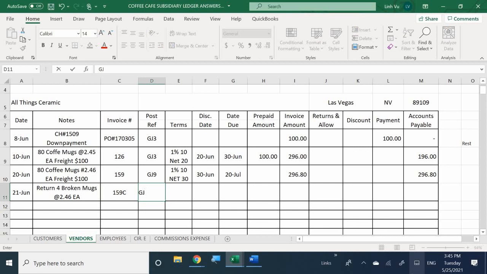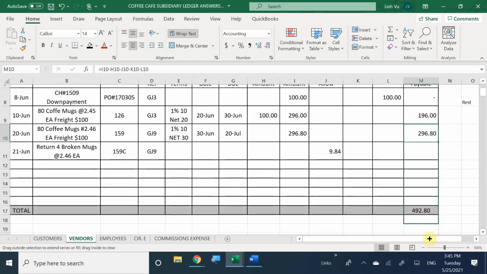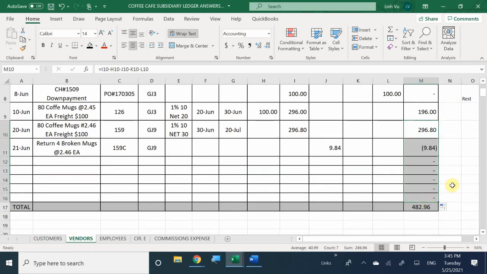Are we still in General Journal 9? Yes. All right, here we have it. And where do we put this information? I put it under returns and allowances. Yes, so let me see. Here we are for 984. So what's going to happen here is if you extended this formula out, it's going to appear as a negative number and it's going to calculate your ending total.